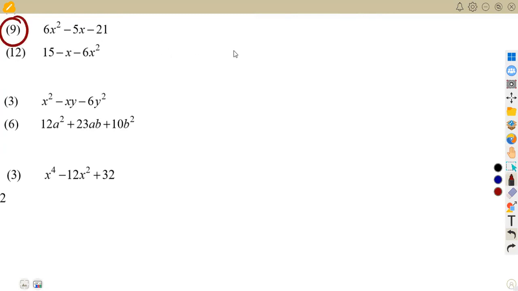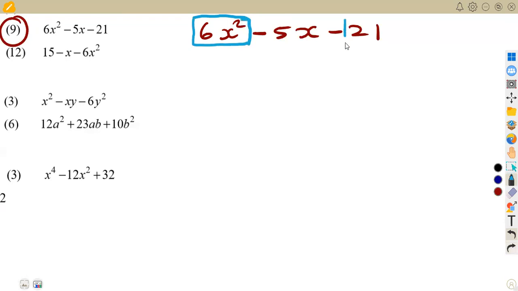On number 9, we are given to factorize again 6x² minus 5x minus 21. As we can see, this time the coefficient of x² is no longer 1. So we go back to that method. Once this coefficient is not equal to 1, you consider your first term and your last term. Don't consider this negative; we shall see the negative when we are testing. Just use it as 21.